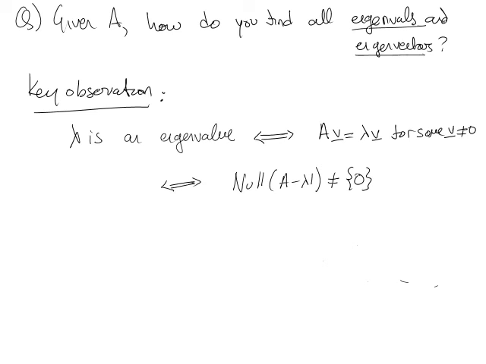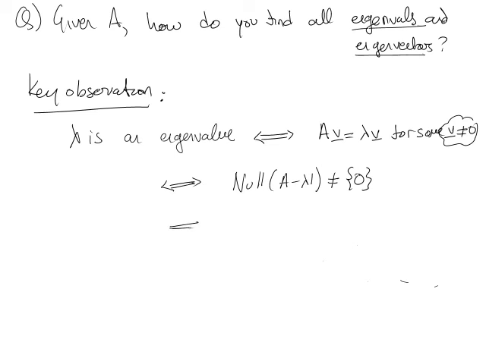Why? Because the null space of any matrix contains the 0 vector, right? And so what I'm looking for here is some non-zero vector to fall into the null space. And as I discussed on the previous slide, all such vectors will be eigenvectors corresponding to the eigenvalue lambda. Okay, so we've transformed this question about being an eigenvalue into a question about a null space being non-trivial. Okay.